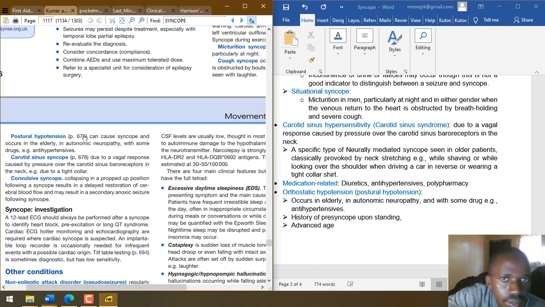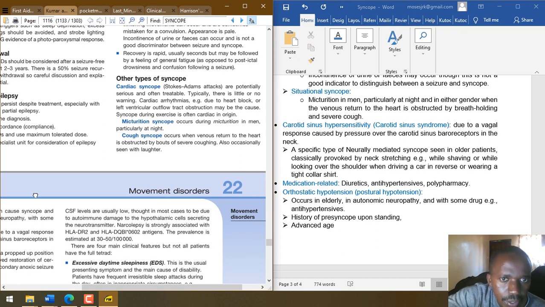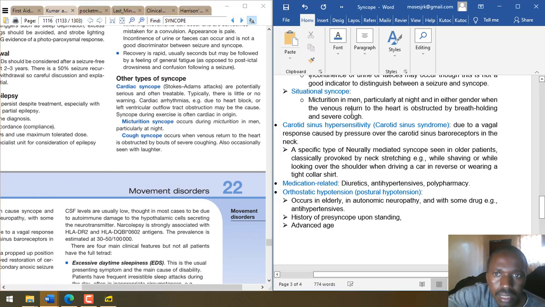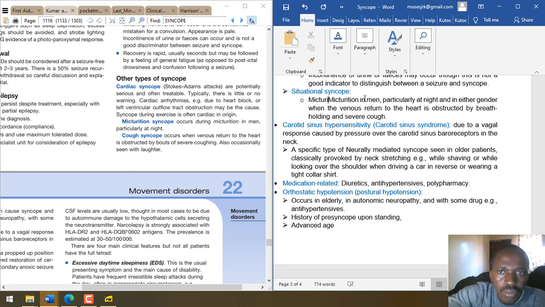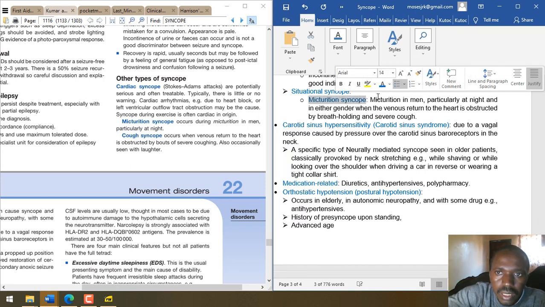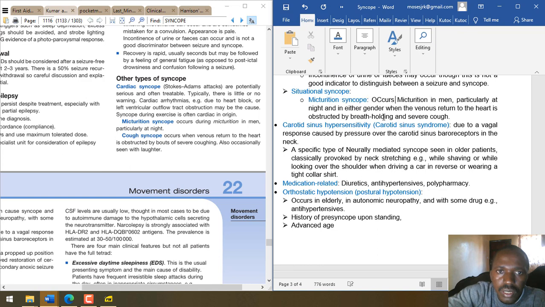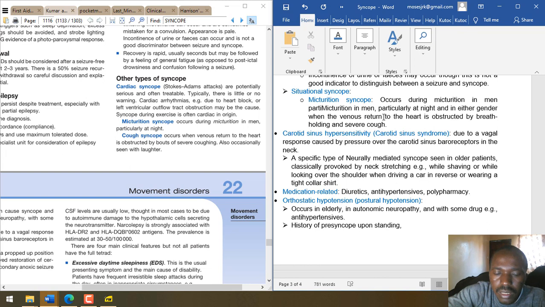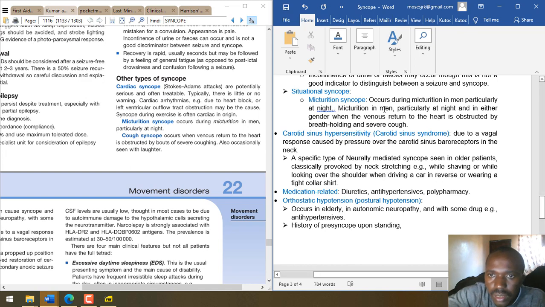Okay, fine. So micturition syncope occurs during micturition. These are actually situational types of syncope, so you can just say micturition syncope. So micturition syncope here occurs during micturition, and particularly at night. Okay, so we can actually remove this statement here because it's double.